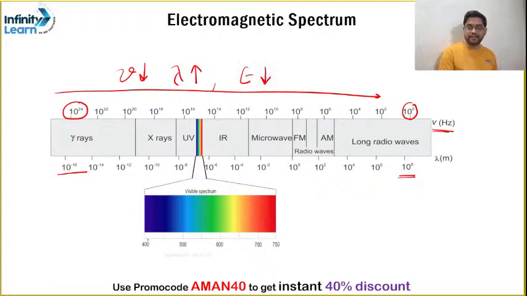The visible region starts from 400 to 750. Not meters, you can consider this wavelength is given in terms of nanometers mostly. So 400 to 750 nanometers, or 4000 to 7000 Angstrom. So it has to be nanometers. Clear? Sure. So this is all about the electromagnetic spectrum.